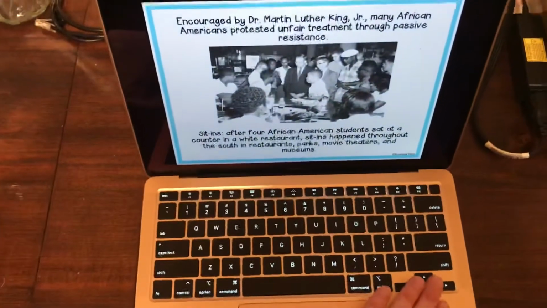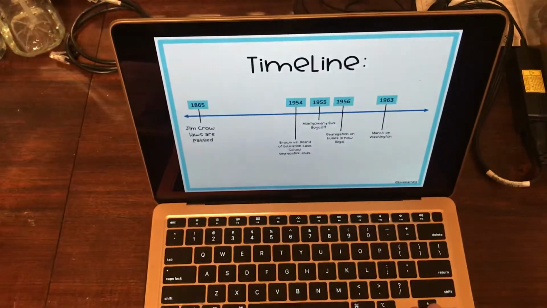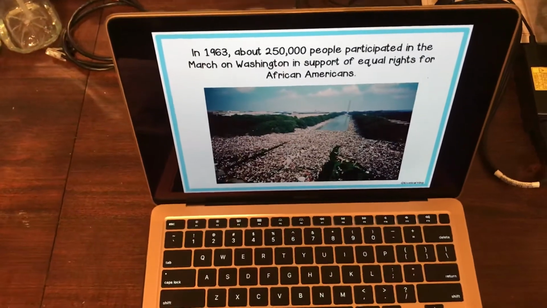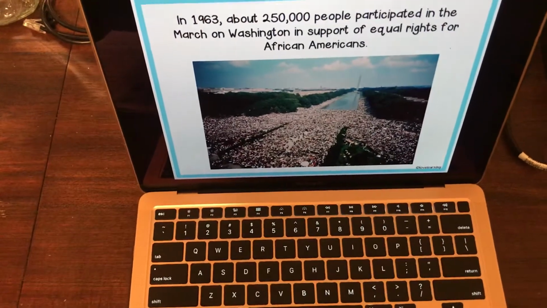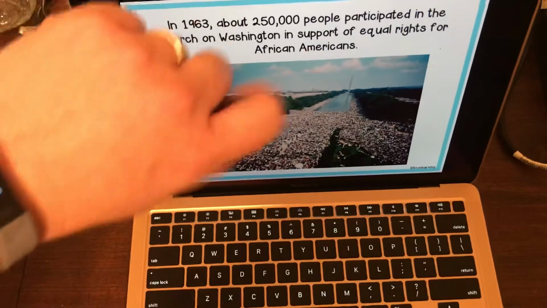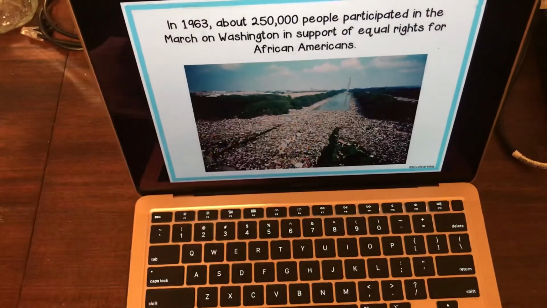Okay, moving on. We had a lot to cover last class, and unfortunately we didn't make it all the way through. We added more to our timeline. That's a huge group of people. That's the March on Washington. You'll know the Washington Monument in the background, the reflecting pool.